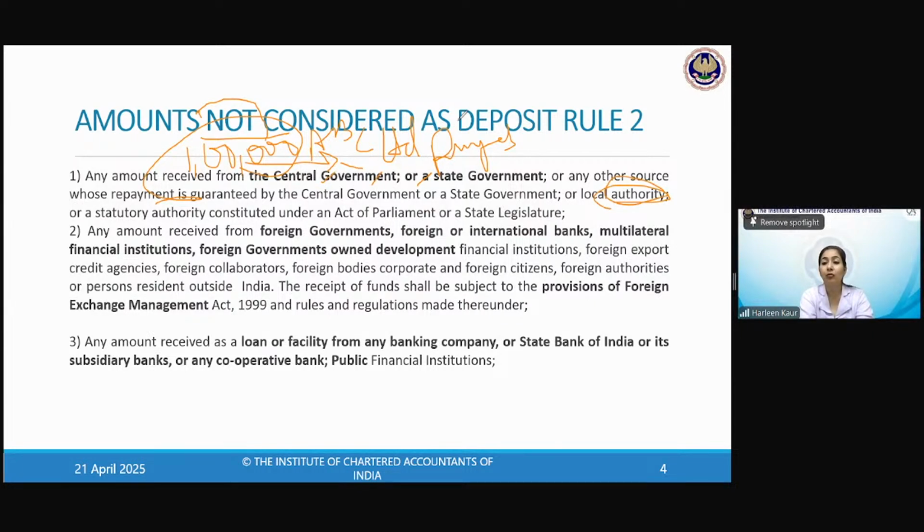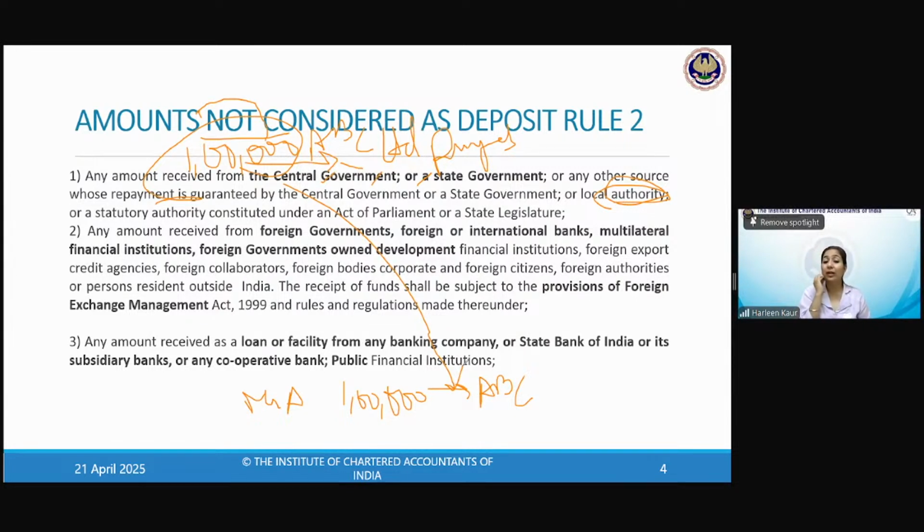Even if you are taking the amount from the panchayats, from the local authority, or any statutory authority formed under the Act of Parliament, that will not be considered as the deposits. So, for example, Mr. A has lent a loan of a deposit money of 1 lakh to ABC Limited company. Now, government gives the guarantee on behalf of ABC Limited that Mr. A, you can freely lend money to this ABC Limited. We as government authorities stand as a guarantee, as a backup that this company will repay your money.